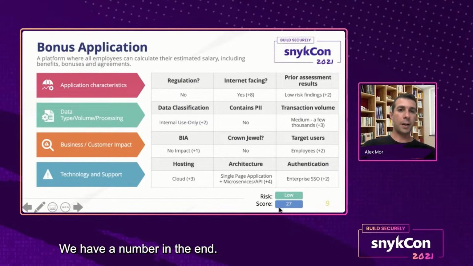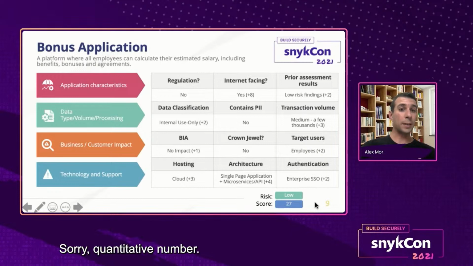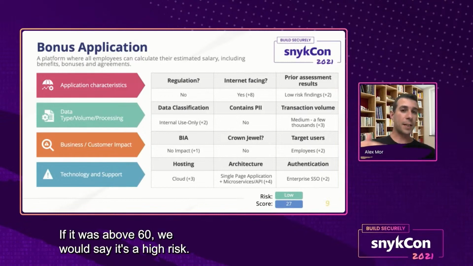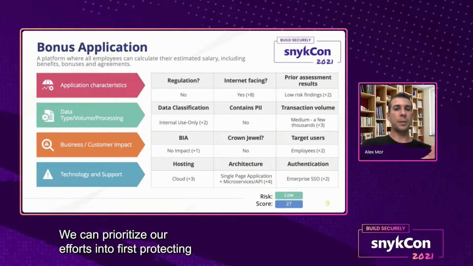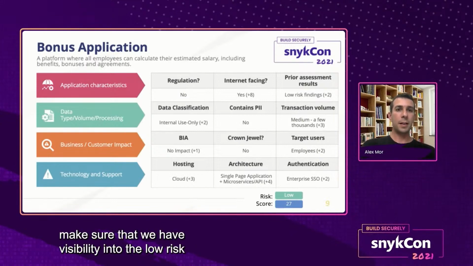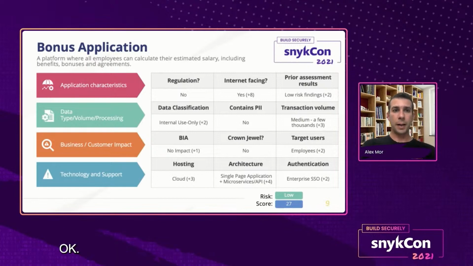We have a number in the end. This is a quantitative number, to say, 27. Let's say if it was 50, we would say it's a medium risk. If it was above 60, we would say it's a high risk. And then we can prioritize our activities. We can prioritize our efforts into first protecting the high-risk applications, trying to reduce those, but also make sure that we have visibility into the low-risk ones, and once every few months, do a pulse check on them. Okay.